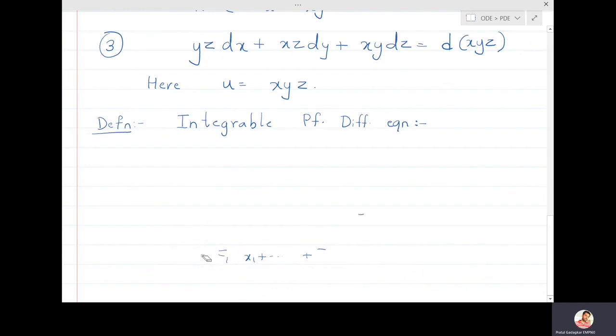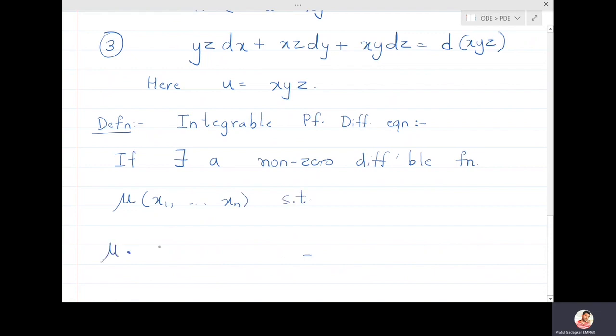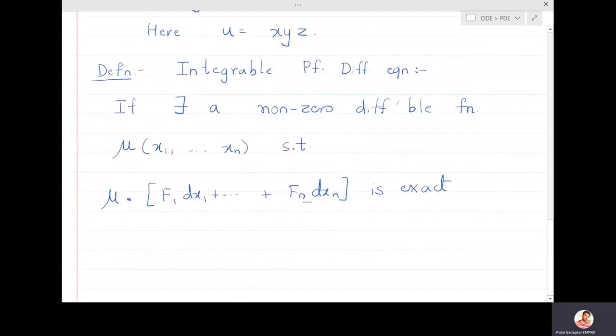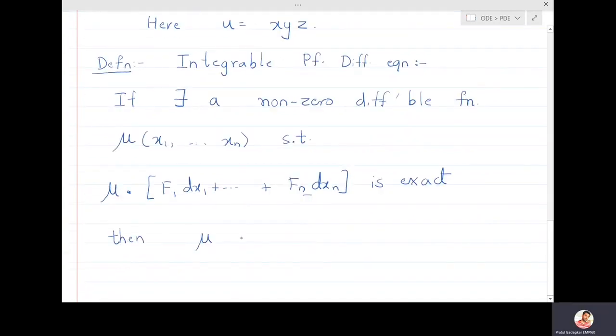Let me write the definition. If there exists a non-zero differentiable function, say I'm calling it mu, which is a function of x1 to xn, such that mu multiplied by the Pfaffian differential equation f1 dx1 plus ... plus fn dxn is exact, then mu is called an integrating factor.